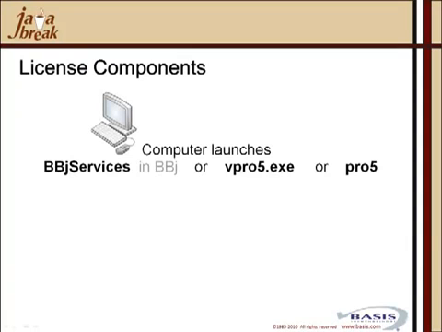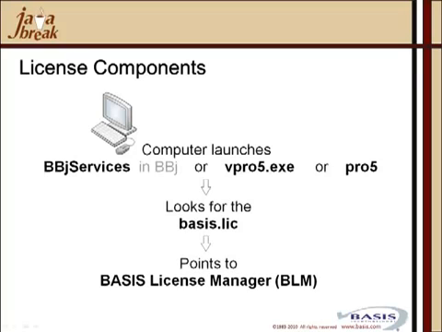What exactly does your computer do to get a license? Well, after launching the interpreter, that being either BBJ services in BBJ or the executable in Visual PRO/5 or PRO/5, it takes charge and looks for the pointer file, called the basis.lic. The pointer file contains a location of the Basis License Manager. The BLM receives the license request from the client and, based on the type of request, checks out the appropriate user feature from another file known as the license file.